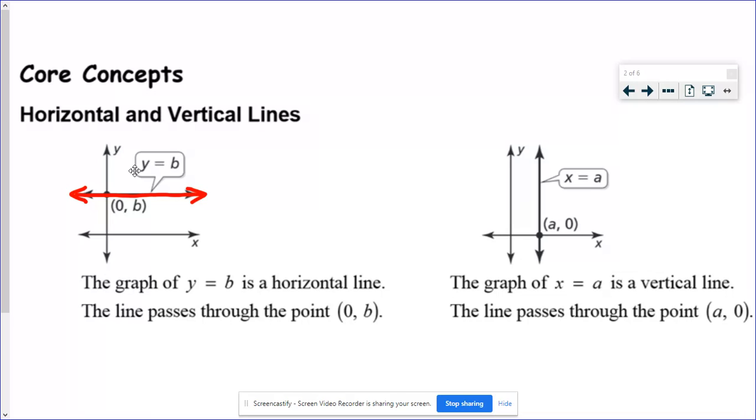Similarly, in the second example, when I have just an x equals a number, right here, there's no y in this equation. It's not going to touch the y-axis. It'll be parallel to the y-axis. It'll be a vertical line. We'll have that the x-intercept, when the y is 0, is that same number as what we had in our equation.